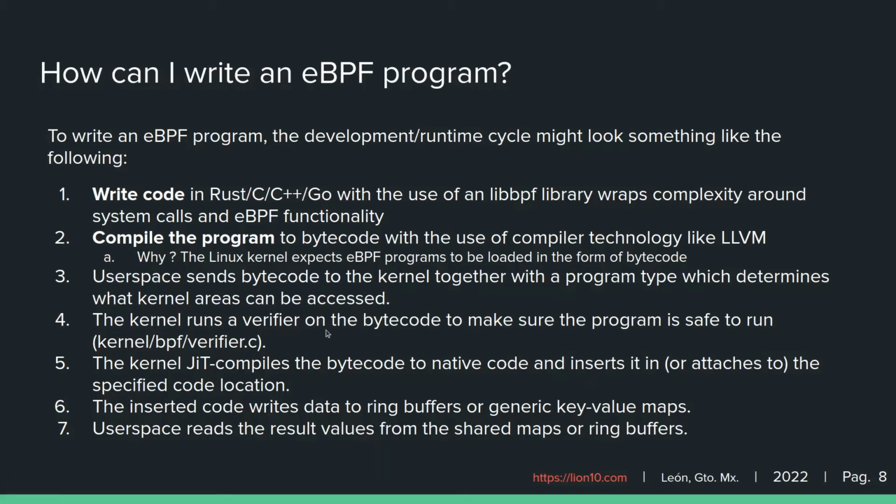Then the kernel runs a verifier, as we just talked about, on the bytecode to make sure the program is safe to run. The kernel just-in-time compiles the bytecode to native code and inserts it at a specific code location. Then the inserted code writes data to ring buffers or a map, depending on whatever logic we coded. Maybe there's an event we want to observe and write to the map every time something happens. Then user space reads the result values from the shared maps or ring buffers. That's how you would write a program.